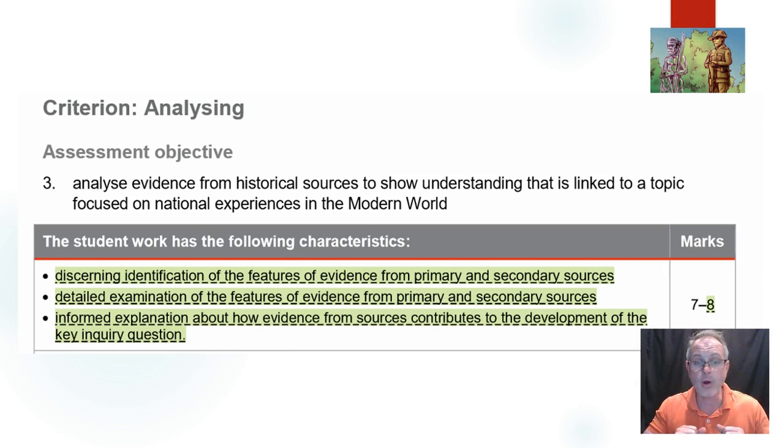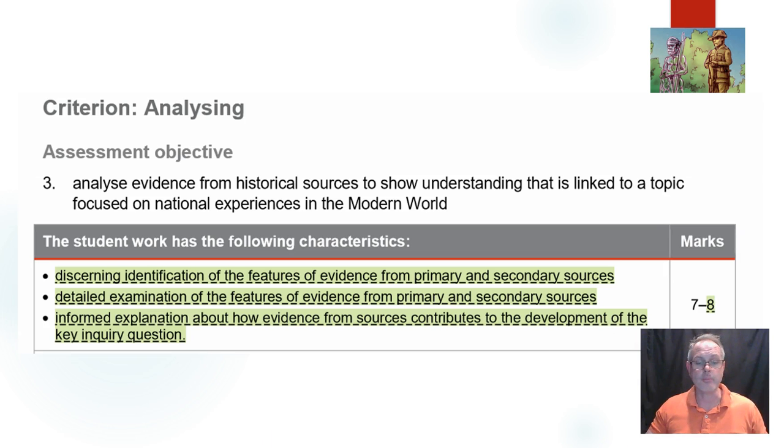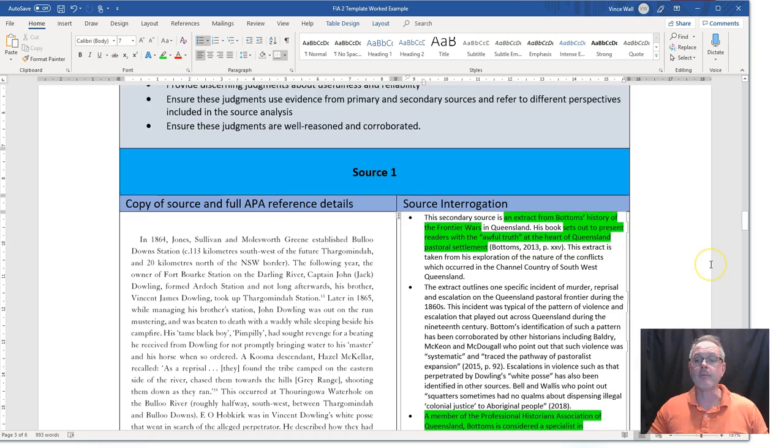So this is our ISMG. These are our objectives for analysing. We've got tools. How do we work them into a document? Well, let's have a look. In this source analysis, when I get back to it, I've done some highlighting. So let's move it up now.